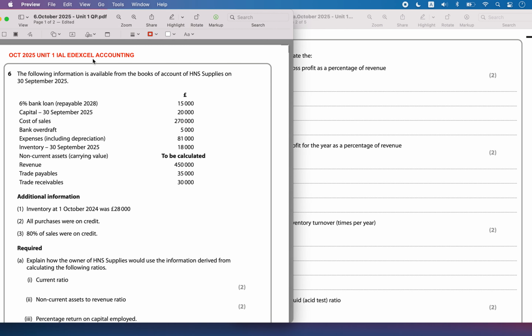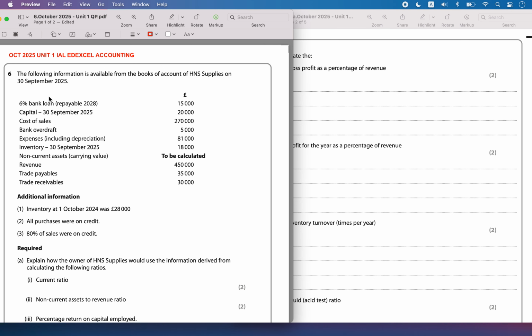Hello, today we are solving October 2025 Unit 1 IAL Edexcel Accounting question number 6. The following information is available from the books of accounts of HNS Supplies on 30th September 2025.